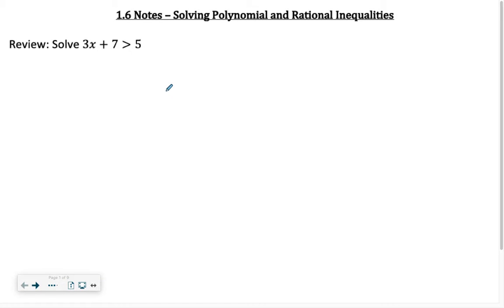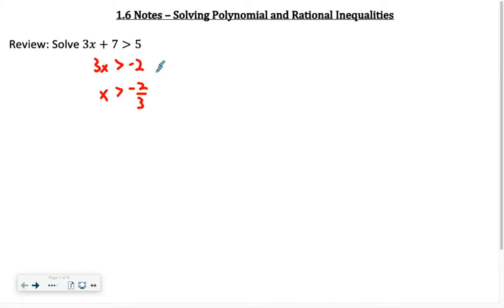All right, in this next lesson, we are going to take a look at polynomial and rational inequalities. So, to start, let's just review a very simple linear inequality. We would treat this just like an equation to start. We want to get x by itself. So, to do that, I would subtract 7 over, 3x is greater than negative 2, divide both sides by 3, and we'll say x is greater than negative 2/3.